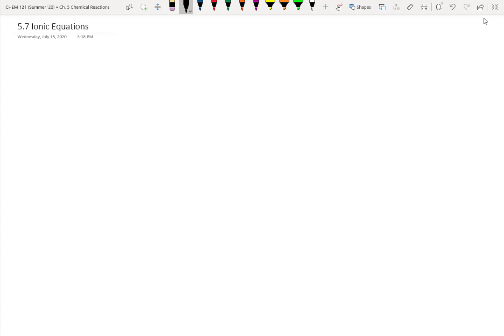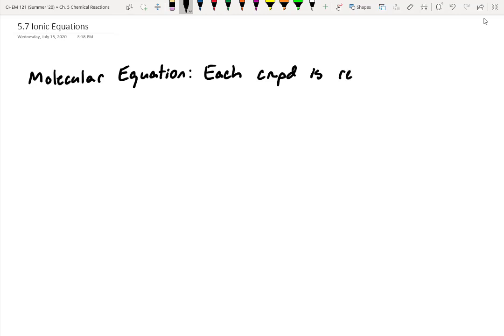All right, before we continue on, I wanted to briefly go over ionic equations. And I think this is best expressed by doing kind of a compare and contrast. So let's first start out with our classic molecular equation. A molecular equation is the standard way that I've been writing equations. Each compound is represented by its formula. This is kind of the standard way of writing chemical reactions.